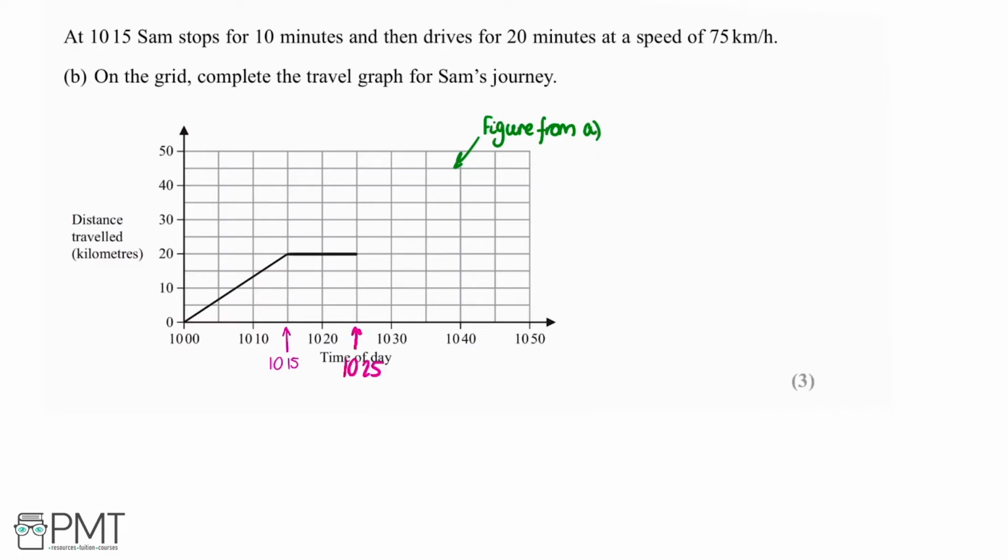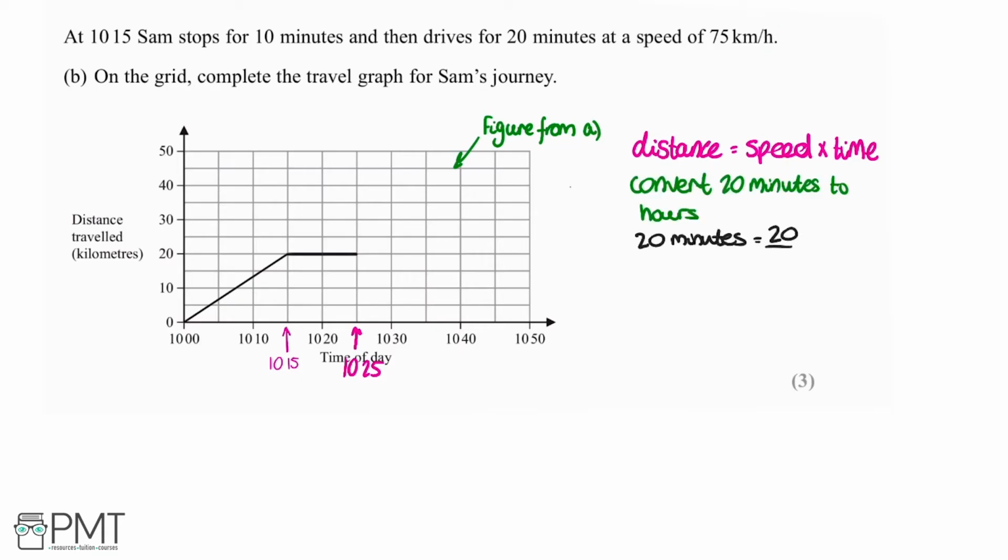Now for the next 20 minutes, we want to be driving at a speed of 75 kilometres per hour. Distance equals speed multiplied by time. However, for this to work, we need everything to be consistent, so we need to either be in hours and hours or minutes and minutes. However, we're not consistent at the minute. We're talking about travelling for 20 minutes at a speed of 75 kilometres per hour. So what you need to do is convert 20 minutes into hours, which is 20 divided by 60.